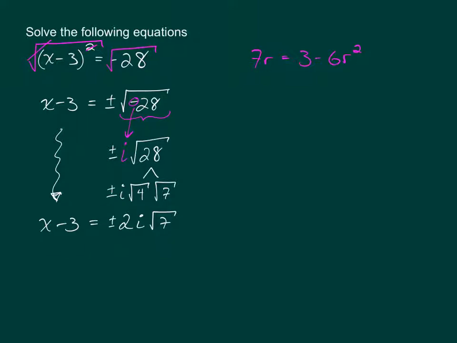Now for the last step, the directions say to solve. That means isolate the variable. We have not isolated x, so the final step here would be to add 3. And when you add 3 to both sides, this will zero out, that's fine. But if you're going to add a term to another term that already has a plus and minus, the suggestion is to put it in front of the plus or minus. So the final answer here looks like this: x equals 3 plus or minus 2i square root of 7.